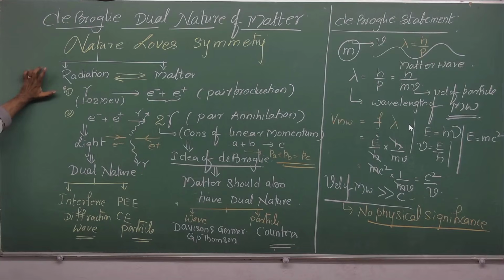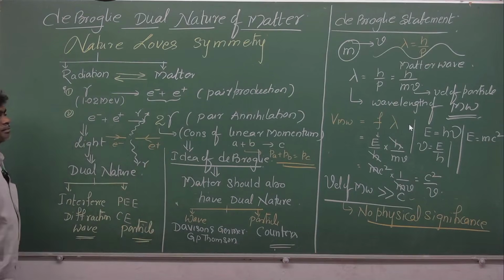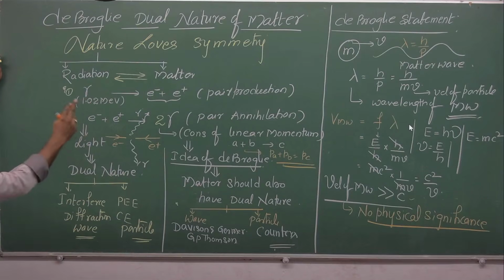So this was the statement which inspired de Broglie, that nature loves symmetry. From that statement only he got the idea that matter should also have this dual nature. So he started, and of course finally he got the Nobel Prize also. Don't think it was simple to get the Nobel Prize. A lot of things are behind this, so much mathematics, so many things.